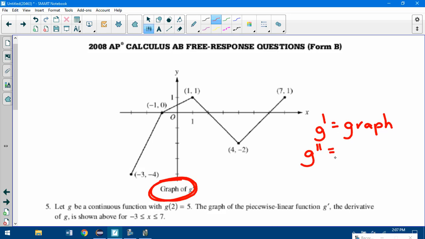How would g double prime be related to this graph? Well, if it's the derivative of this graph, what's the derivative mean? It's the slope of the graph. If I wanted to go back and find g, I'm taking the antiderivative. What's an integral of a graph mean? It's the area under that graph. So I always write this out first so I know what I'm looking at.